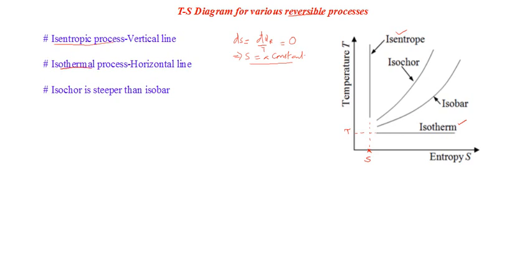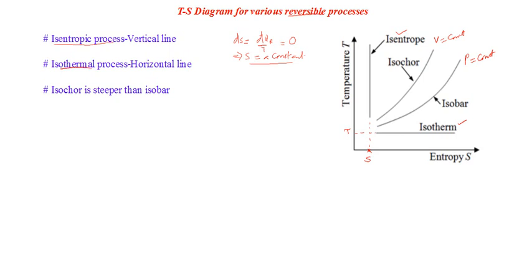In the same manner in the TS diagram, the roles are changed. Here, the comparison occurs between isochore and isobar. Isochore means V equal to constant, and isobar means P equal to constant. Just note that these were the two variables taken in a PV diagram along the X and Y axis.